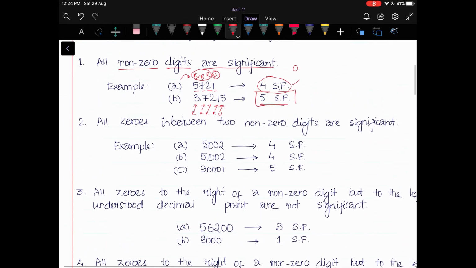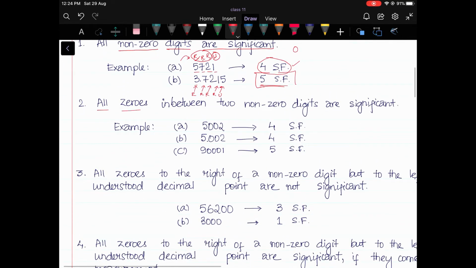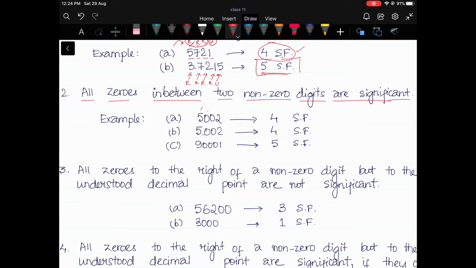The second rule says all zeros that we get in a number in between two non-zero digits are significant. That means we have to count them as reliable. For example, we have this 5002. Since 5 is non-zero, it is significant, and 2 is non-zero, significant. These two zeros that we have are in between these two non-zero digits, so we have to count them also. So the total becomes 4 significant figures.